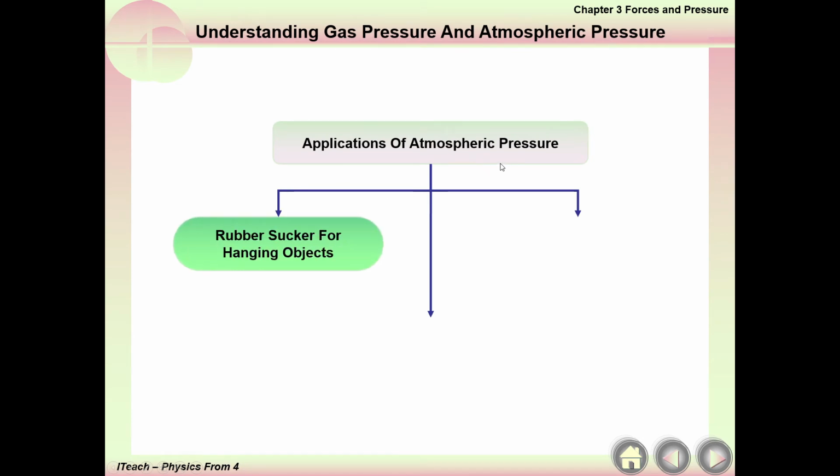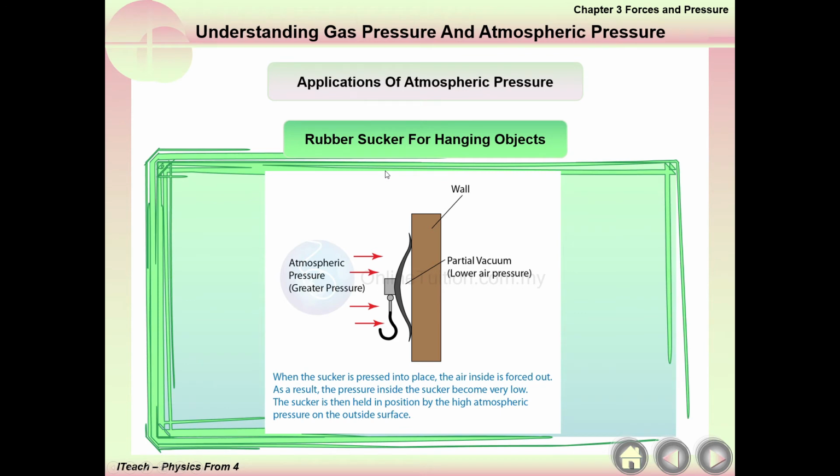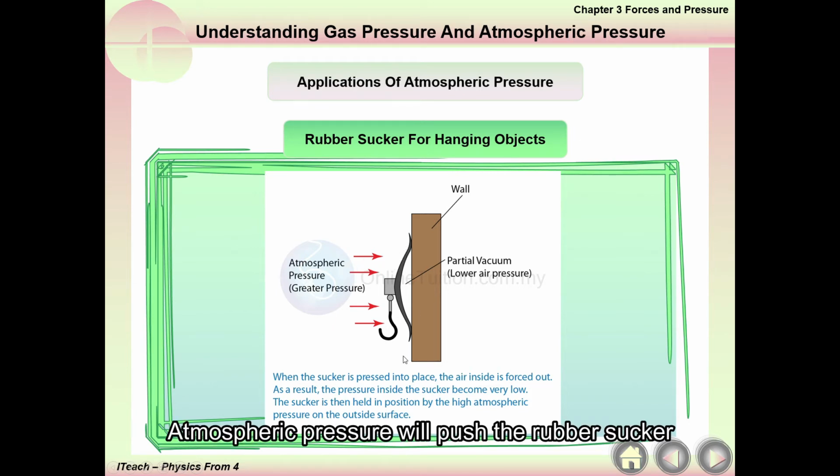Okay, applications of atmospheric pressure are like rubber sucker for hanging objects, drinking straw, and siphon. Okay, first, rubber sucker for hanging objects. Okay, when the sucker is pressed onto the surface, the air inside is forced out. As a result, the pressure inside the sucker becomes very low. The sucker then holds its position because of the high atmospheric pressure on the outside surface. Okay, the atmospheric pressure pushes on the outside surface of the sucker.